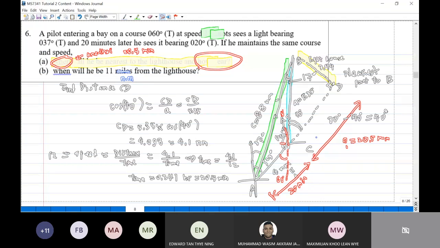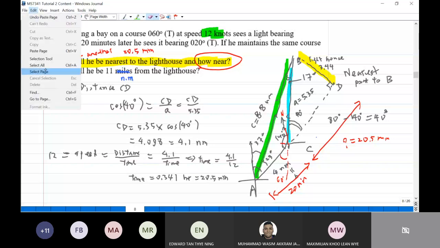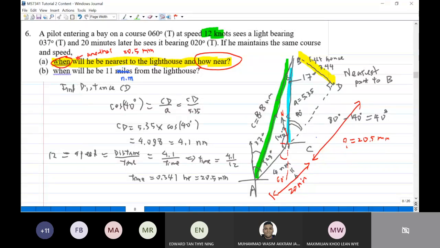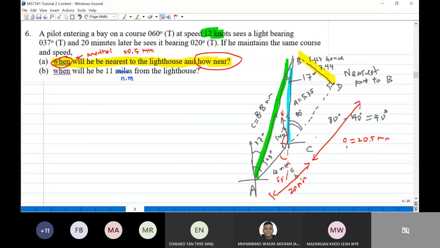So I'm going to see how to do this. I want to find when we are 11 nautical miles from the lighthouse. Okay, I need to cancel all these things now. So this thing I can cancel. I need to shrink the picture now because I want to be 11. So this picture I want to make smaller now.